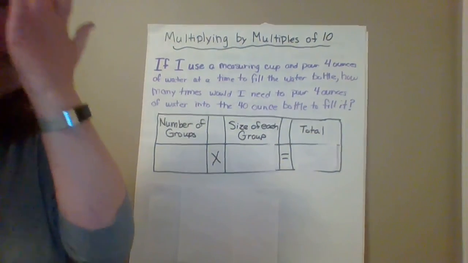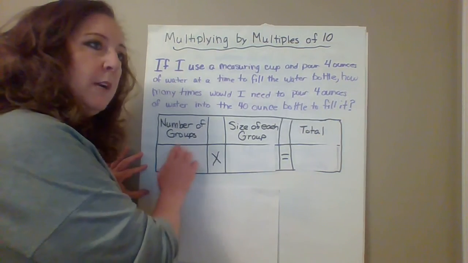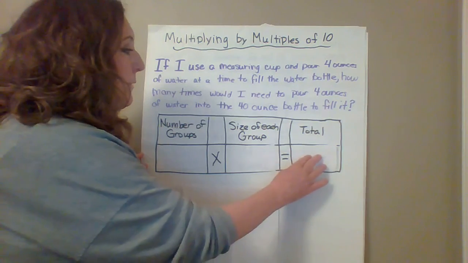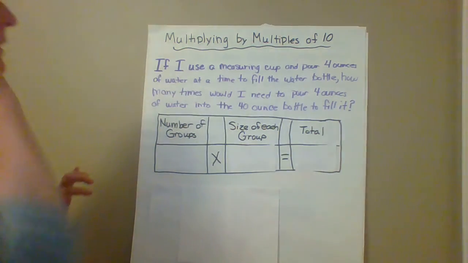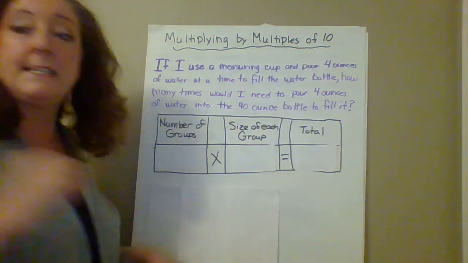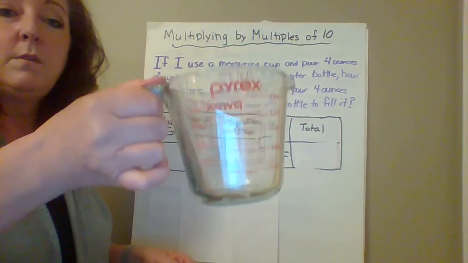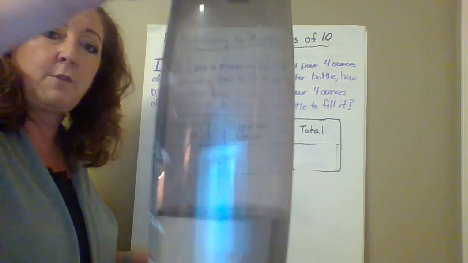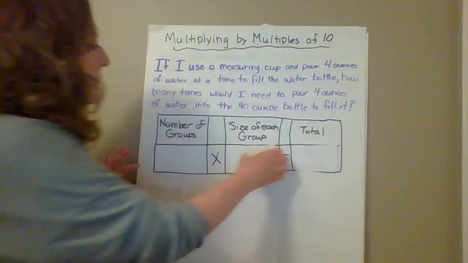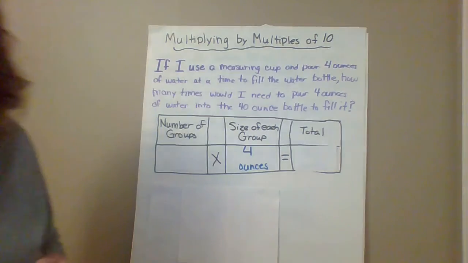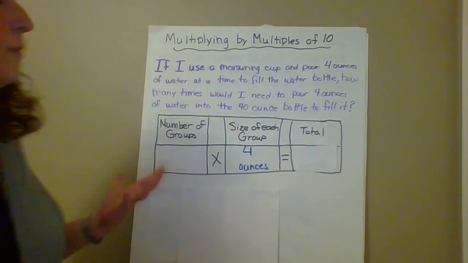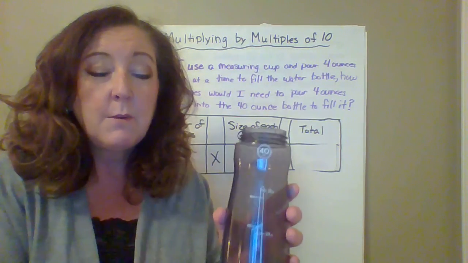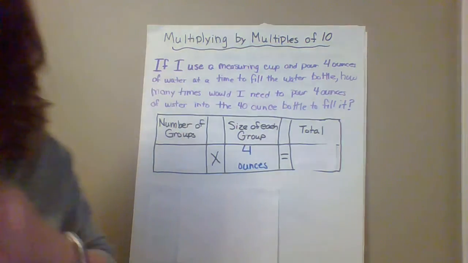So as you're thinking about it here in this problem, how many groups of what size do I need to fill up my 40-ounce bottle of water? The things that we know, and you could easily see, is that the size of each group was 4 ounces. As I was pouring it, so far I have 2 groups of size 4 ounces in this bottle. So 4 ounces is our size of each group. We also know the total, because I want to know if I fill this bottle up all the way to 40 ounces, how many times I have to pour the 4 ounces in.